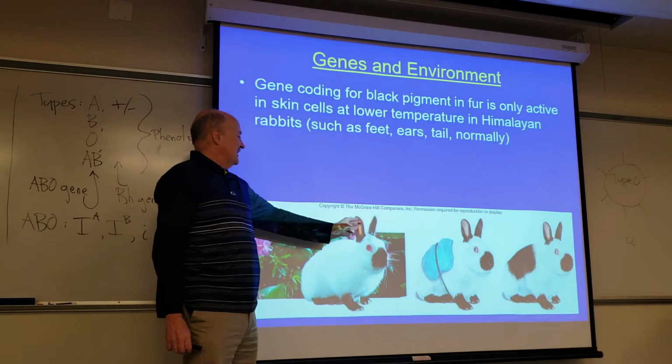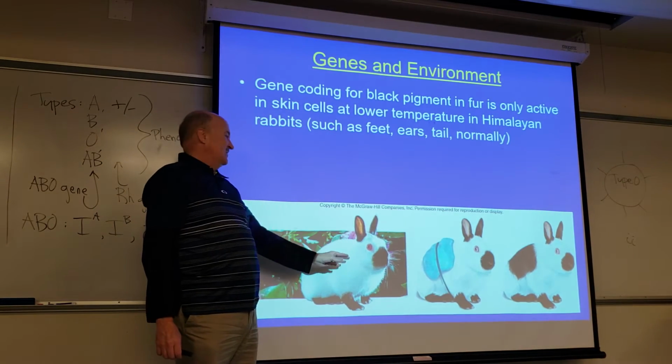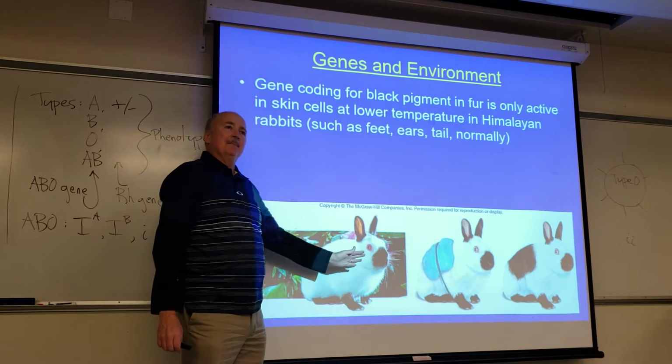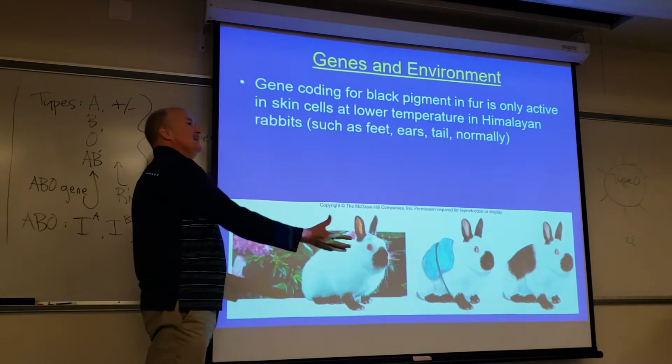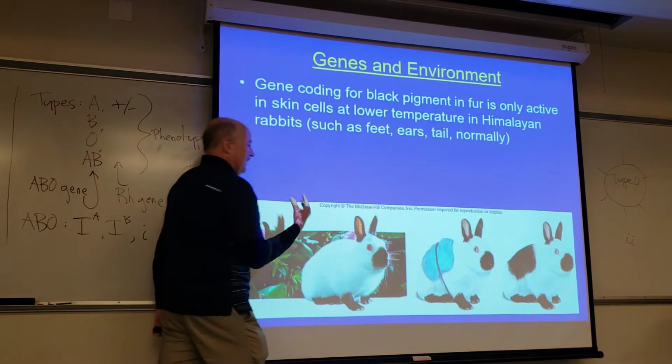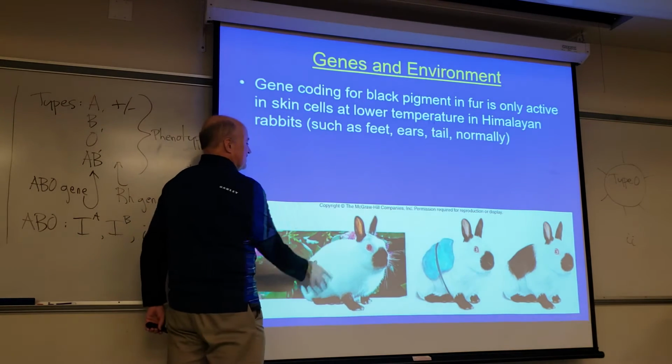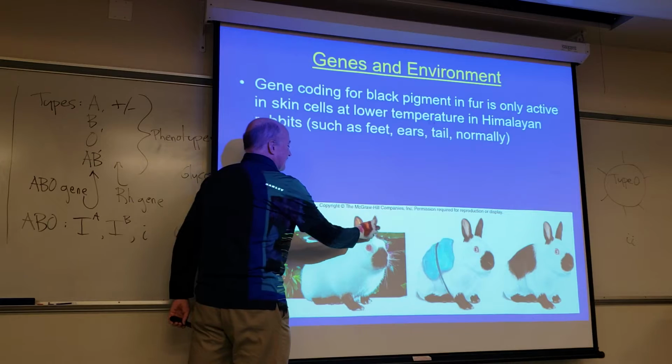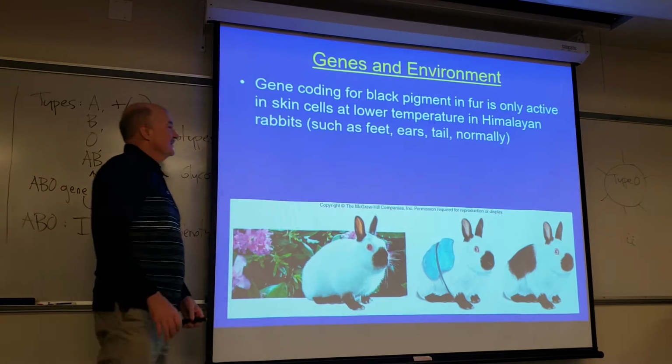And so in this case, cold activates a gene that makes black pigment. As the rabbit is experiencing the winter temperatures coming on, it's developing its winter coat, and this breed of rabbit develops black pigment in the cold spots.